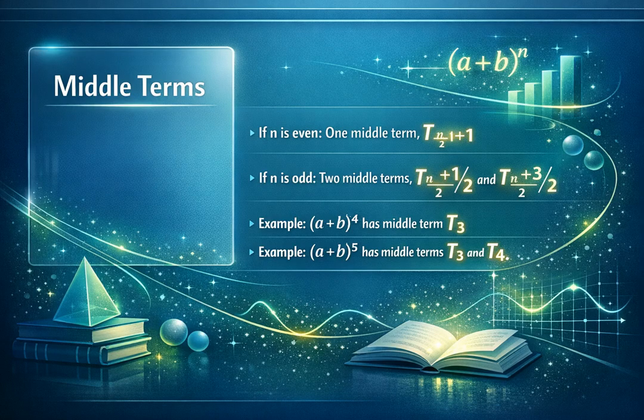Finding middle terms: if n is even, there's one middle term, t subscript n/2 plus 1. If n is odd, there are two middle terms, t subscript (n plus 1)/2 and t subscript (n plus 3)/2. For example, (a plus b) to the 4 has middle term t3. (a plus b) to the 5 has middle terms t3 and t4.